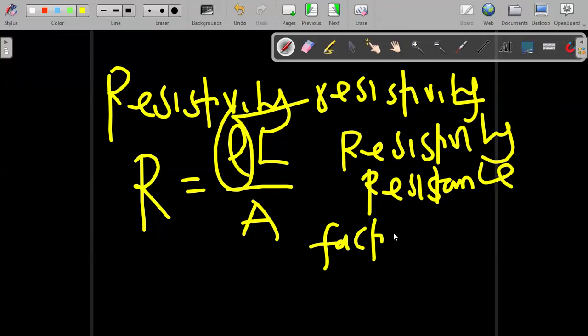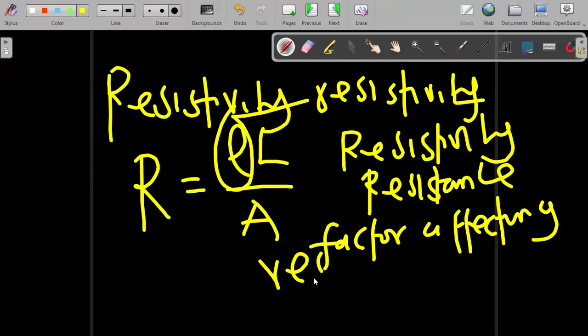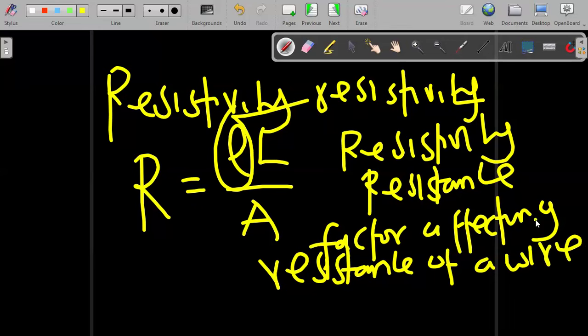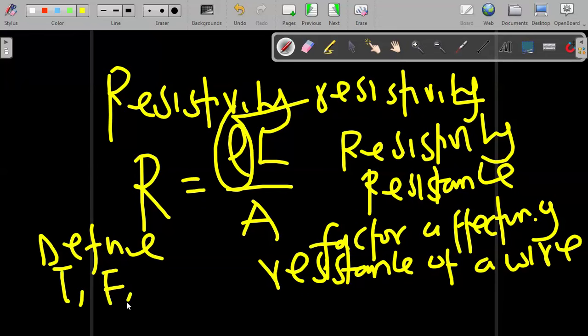Factors affecting the resistance of a wire. All these things will come out tomorrow. Go and read them up. Then learn how to define period, frequency, and the mathematical relationship between them.